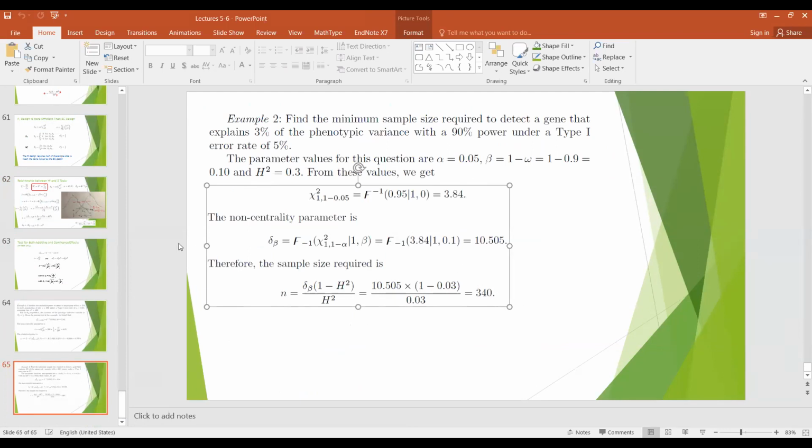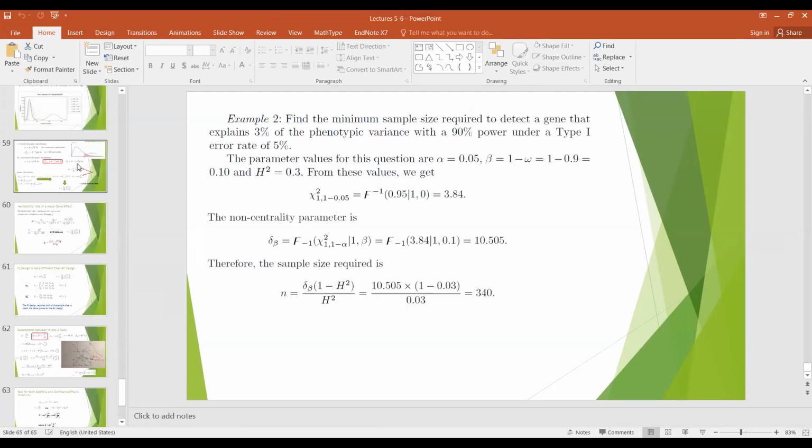All right. So now let's see what the density function is and what the lower tail or upper tail means.